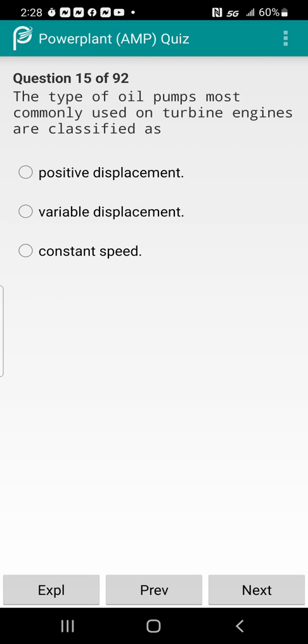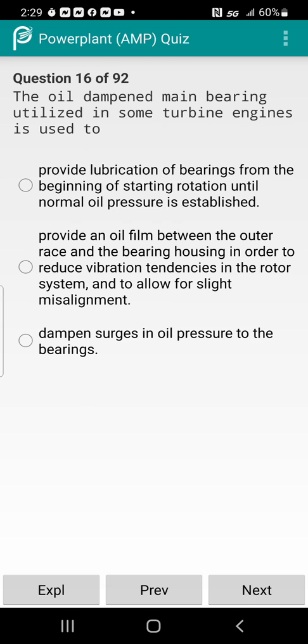The type of oil pumps most commonly used on turbine engines are classified as positive displacement pumps. The oil dampening main bearing utilized in some turbine engines is used to provide an oil film between the outer race and the bearing housing in order to reduce vibration tendencies in the rotor system and to allow for slight misalignment.